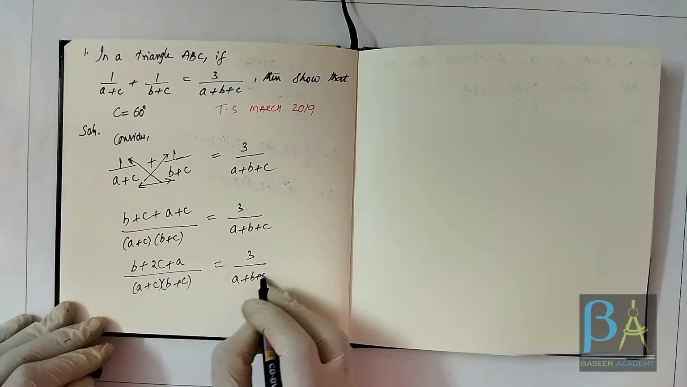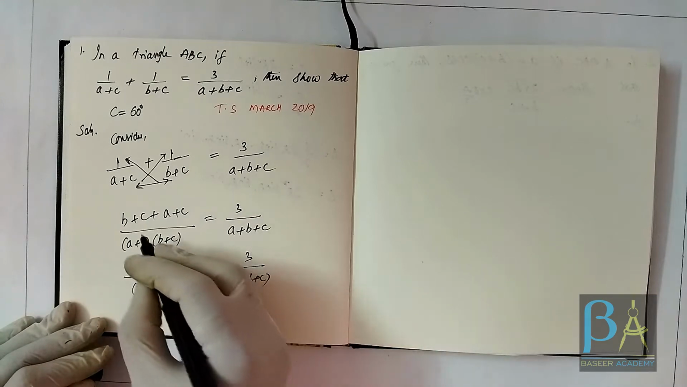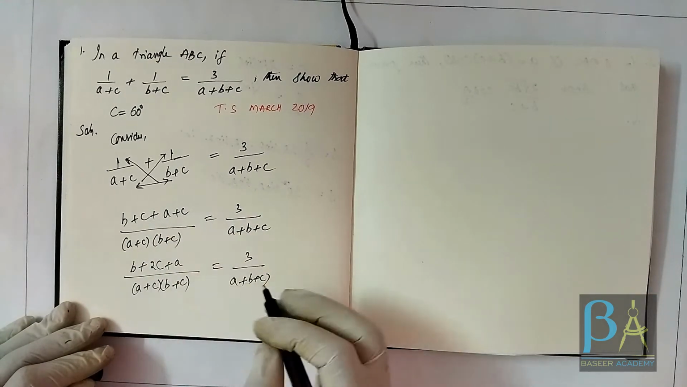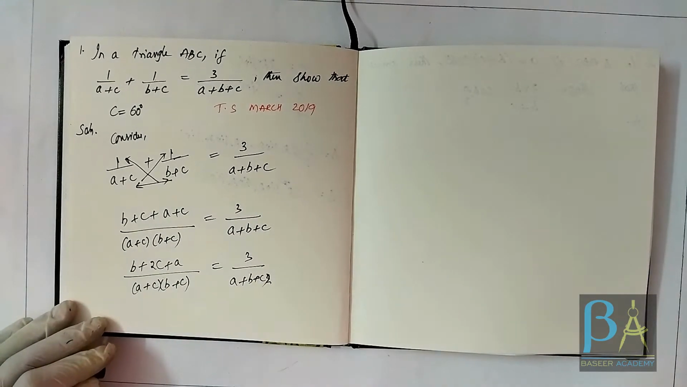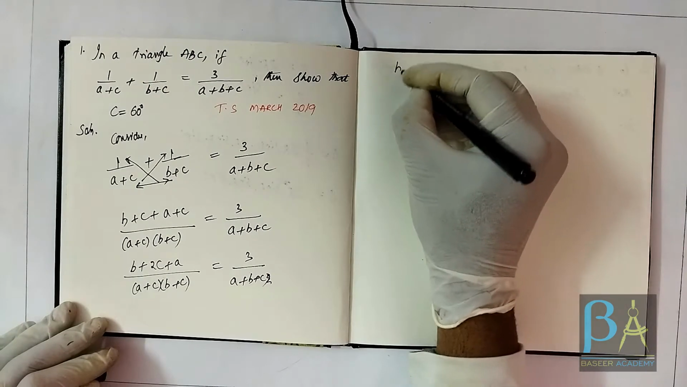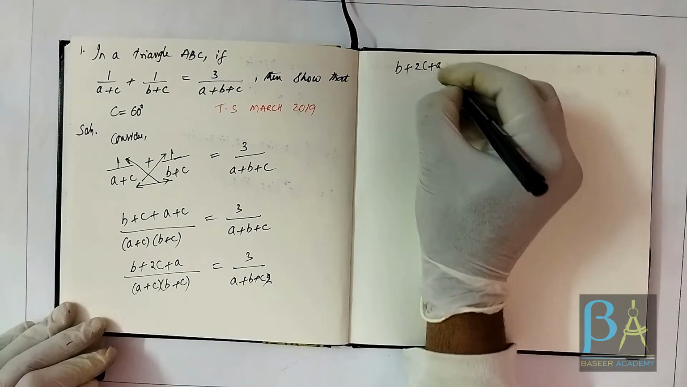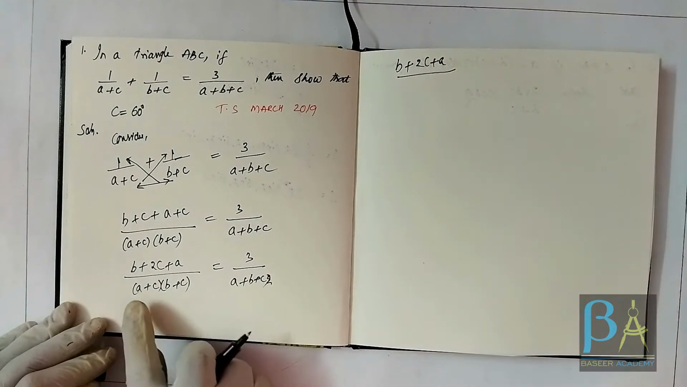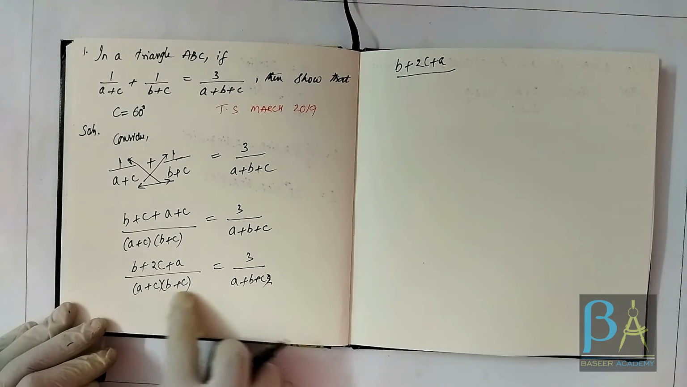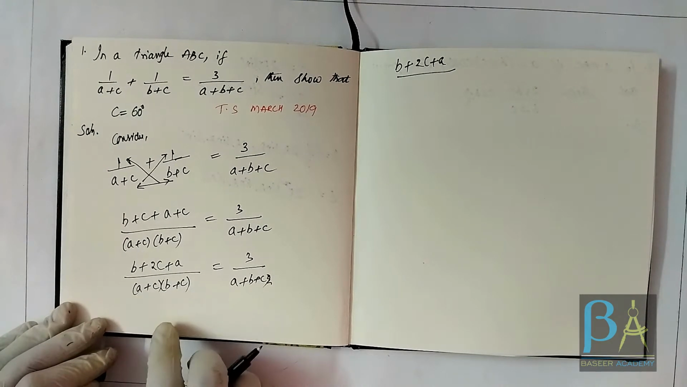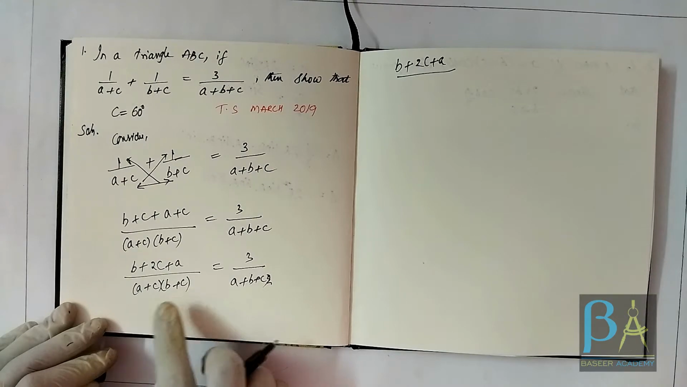So in this step, all that I did is I added these two C's. C plus C is 2C. Now, let us multiply these two and open the brackets. So B plus 2C plus A by, I'm going to multiply B plus C with A first, and then I'm going to multiply B plus C with C.